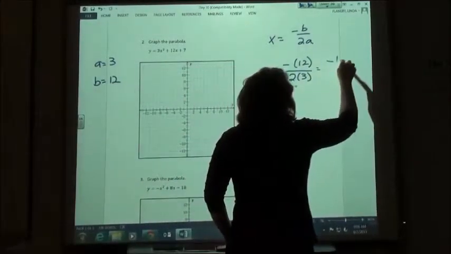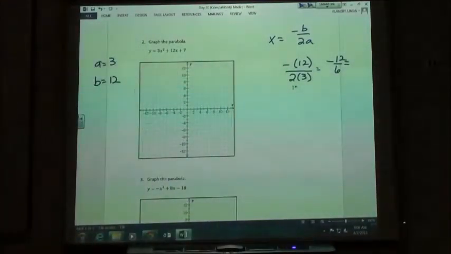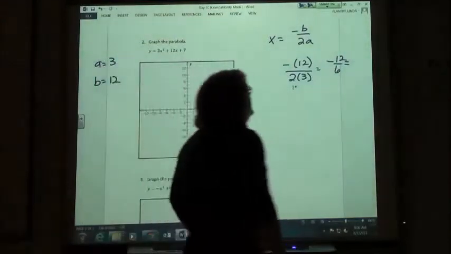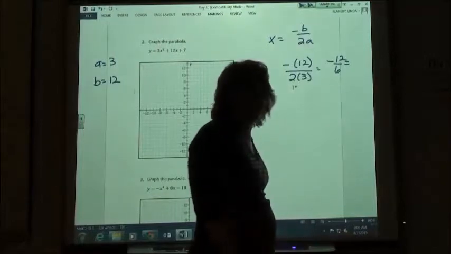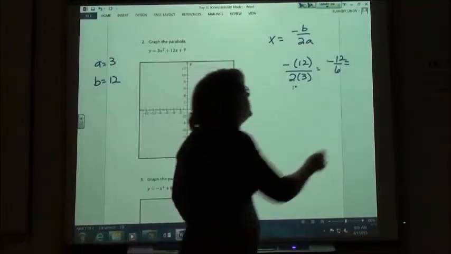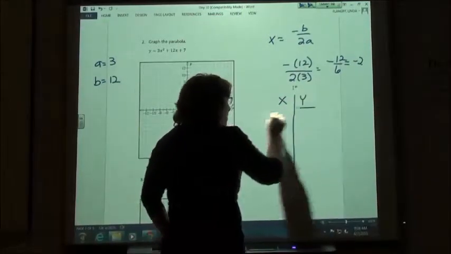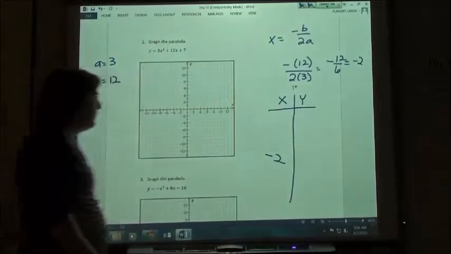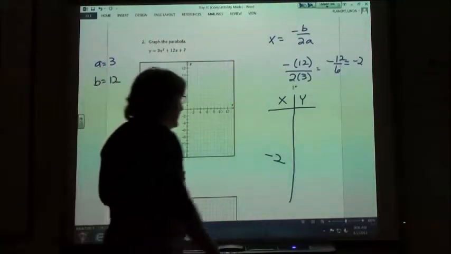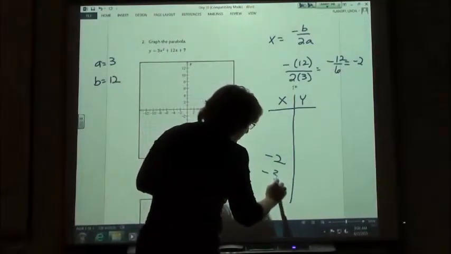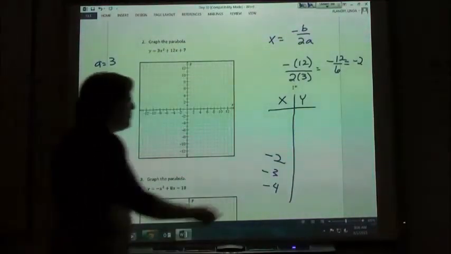So we're going to get negative 12 over 6, which equals negative 2. So that means in our table, our middle number is going to be negative 2. So 2 points above that would be 3 and 4. Negative 3, well, that'd be down, but we can do that. Negative 3 and negative 4 would be going down. Okay, negative 1 and 0.